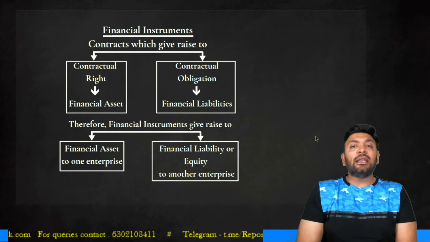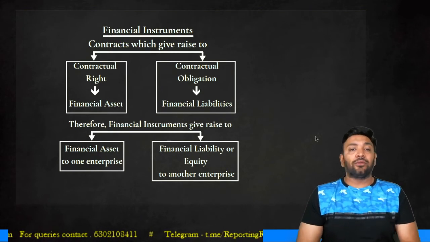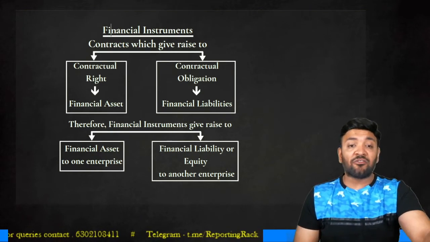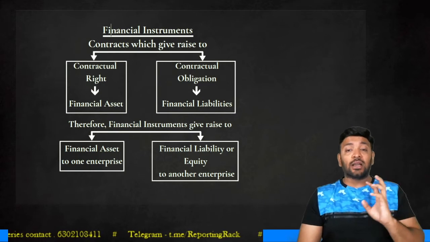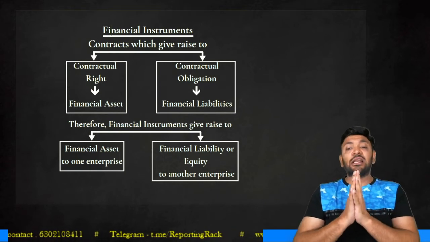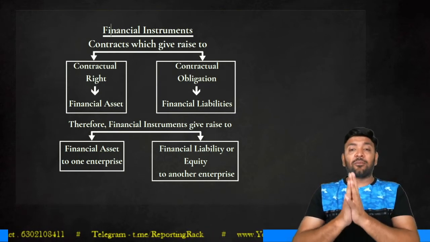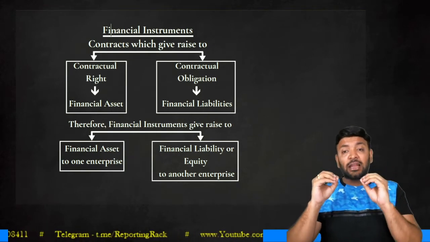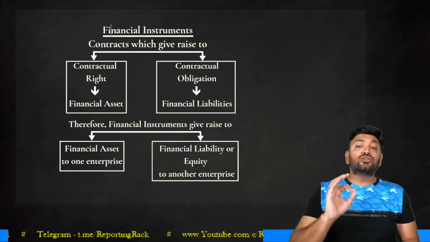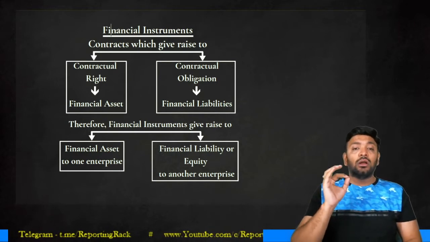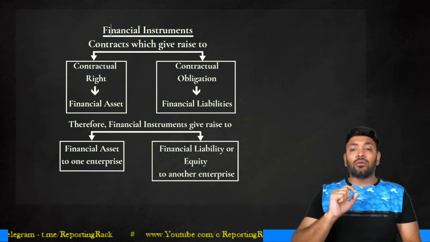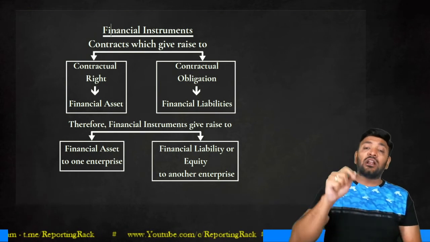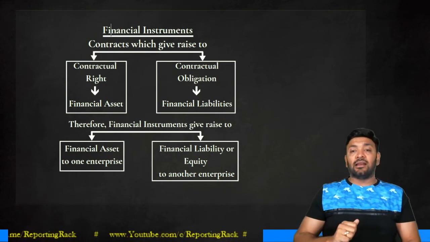First of all, what is a financial instrument? When I talk about this concept of financial instrument, the first thing one has to understand is that a financial instrument arises from a contract. A financial instrument always arises by a contract. And this contract gives rise to a contractual right to one entity and a contractual obligation to the other entity.